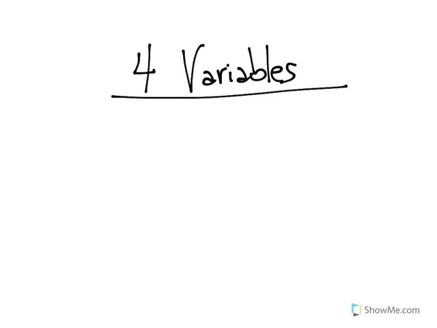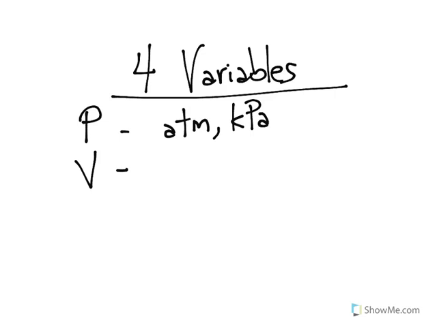Alright, so now we're going to talk about the four variables that are generally used to describe a gas and the common units that we use. We'll start with pressure. Pressure is often used in atmospheres or kilopascals. Those are the most common units that we'll use. The next variable that's used to describe a gas is volume, and typically your units are going to be liters.